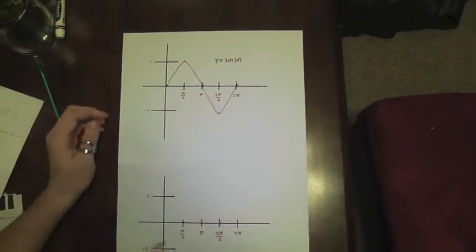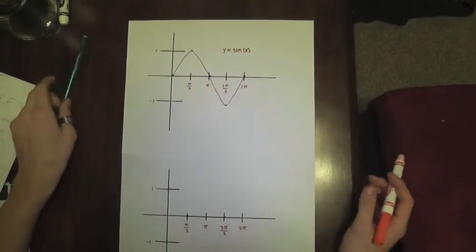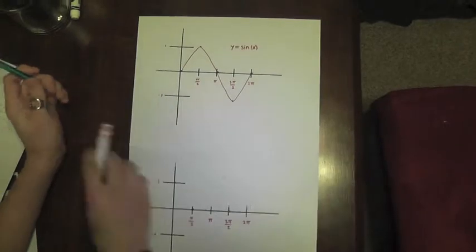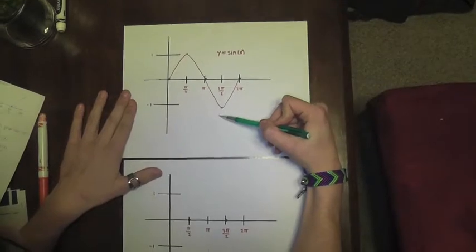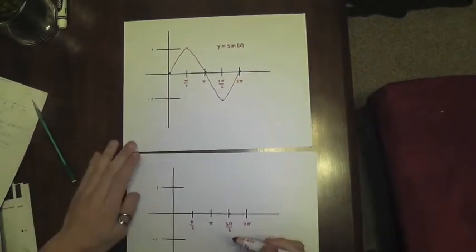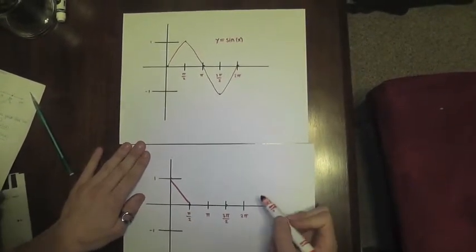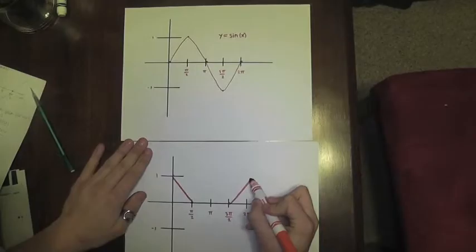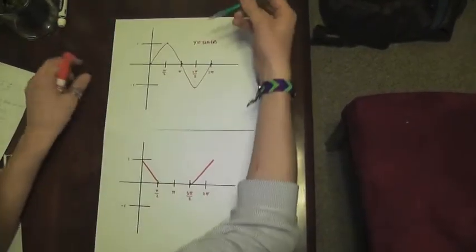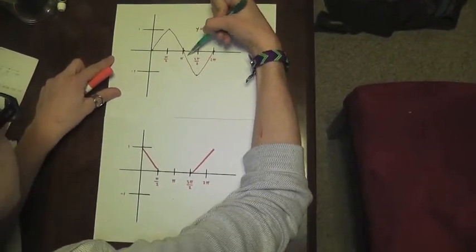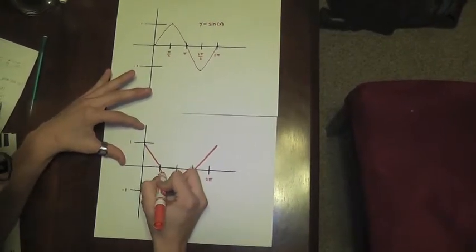Now, between the intervals 0 to pi over 2 and 3 pi over 2 to 2 pi, we know that the slope of the tangents is positive. So that means the derivative graph is going to be above the x-axis. Now, from the interval pi over 2 to 3 pi over 2, we can tell that the slope of the tangent line is decreasing. So that tells us that on the derivative graph, it'll be below the x-axis.